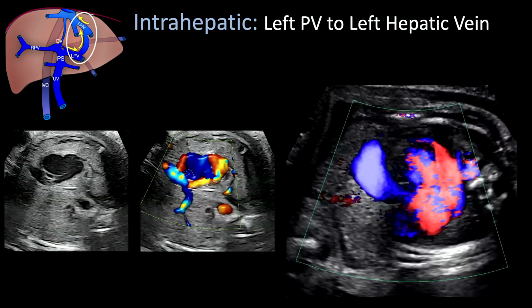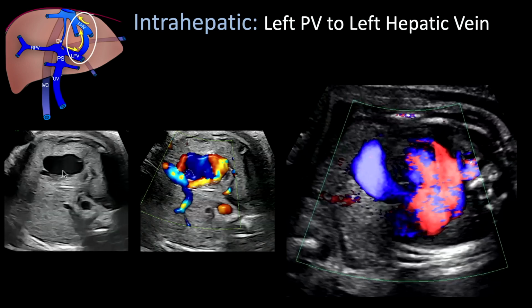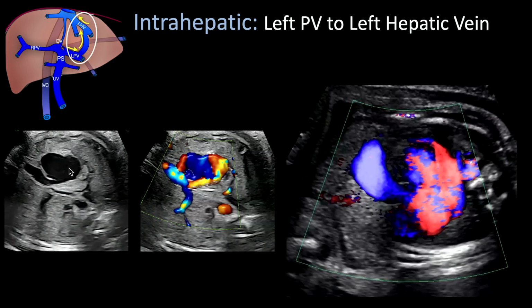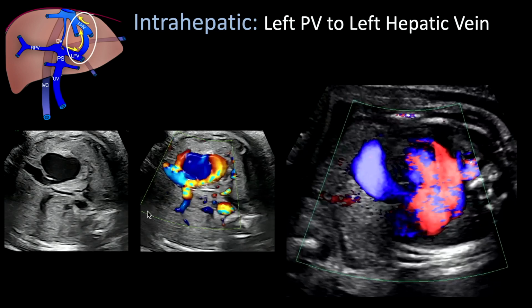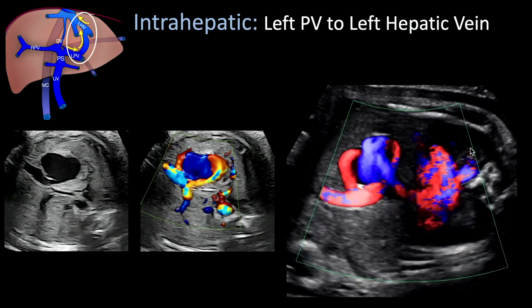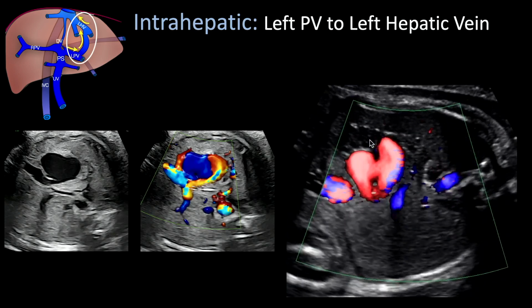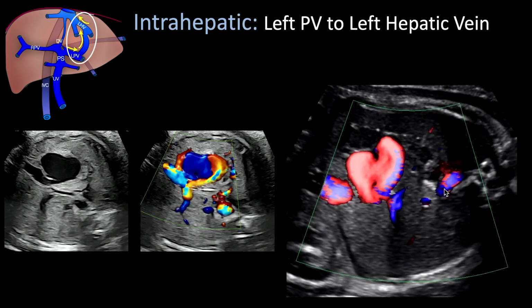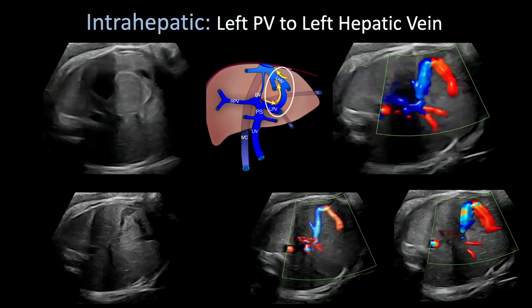Here's another example. On grayscale, this is what you see. You see some dilation within the liver. You're thinking, okay, is this a hemangioma or anything like this? You add color Doppler, and you see again the left portal venous system draining into this area here. And you could see how dilated these vessels are. And look at the left vein, the blue one, connecting with the IVC.